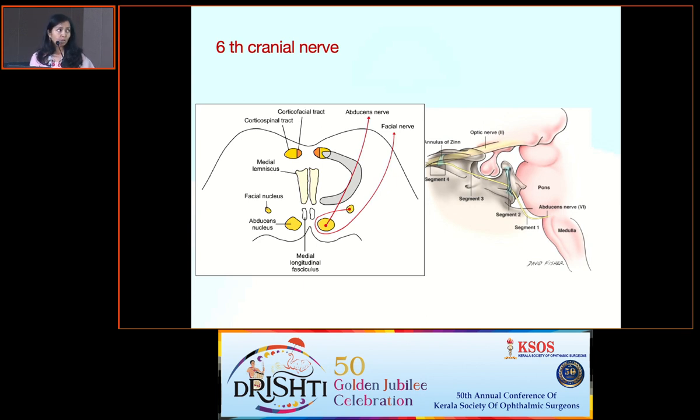And it's also related to important structures like the facial nucleus, facial colliculus, medial longitudinal fasciculus, and the corticospinal tract. So depending upon the site of involvement, there will be associated features like facial nerve palsy or fifth nerve involvement. And once it comes out of the brainstem, at the CP angle, it's closely related to the 7th, 8th, and 5th cranial nerves, and it goes up and reaches the petrous temporal bone where it's related to the trigeminal, and then pierces the dura into the cavernous sinus and into the orbit.